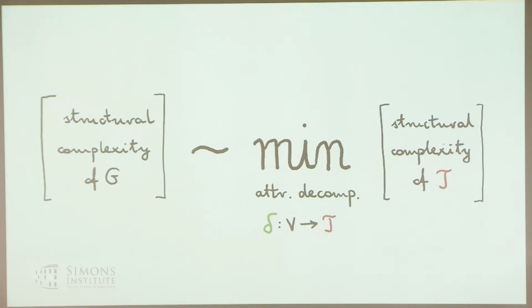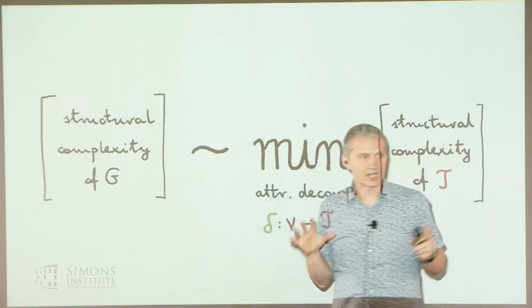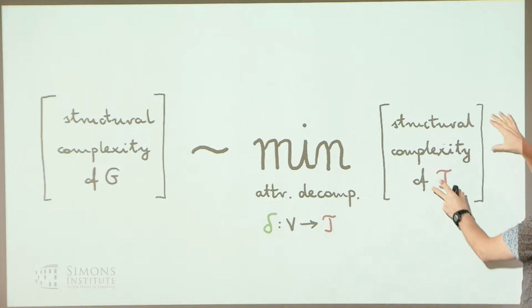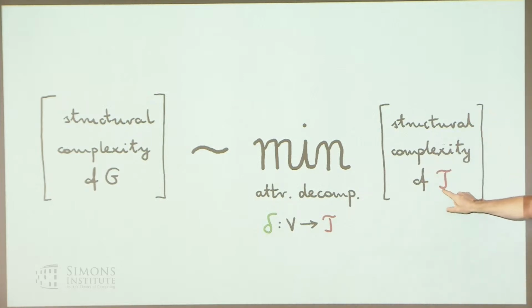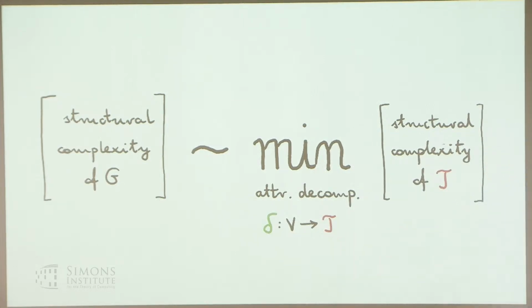And that's this view, which I want to promote: that it's useful to measure the structural complexity of a parity graph or a parity game as the structural complexity of the tree of one of its attractor decompositions. Okay? So I hope I will convince you by the end of this talk that it's a useful view.